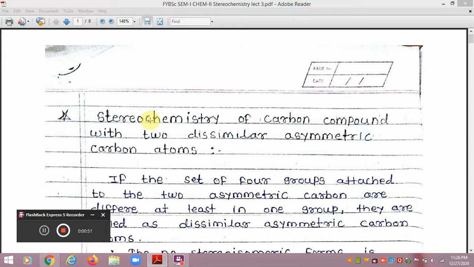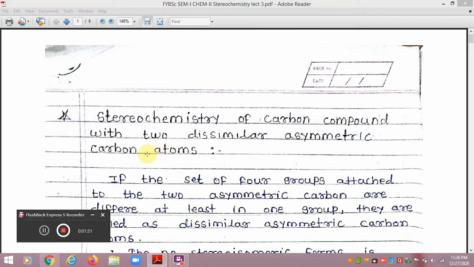Dear friends, in the same video we discussed the stereochemistry of a carbon compound containing one asymmetric carbon atom, and during that discussion we came to know the terms enantiomers and racemic mixture. Today in this part of the video, we are going to study the stereochemistry of carbon compounds with two dissymmetric or asymmetric carbon atoms.